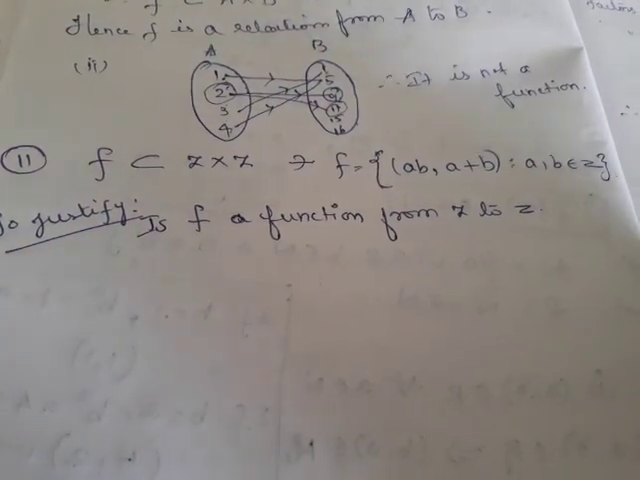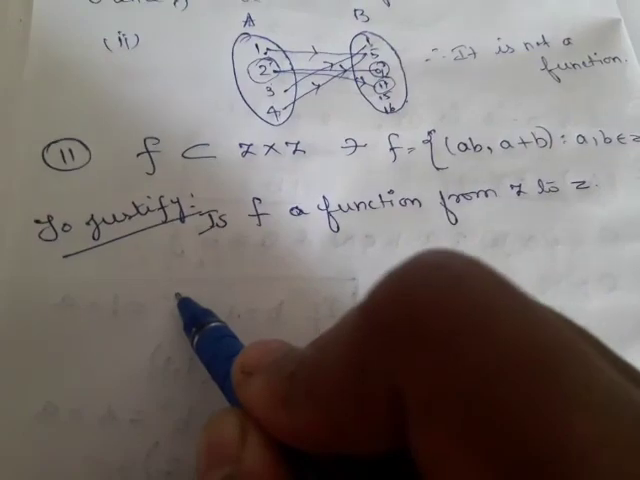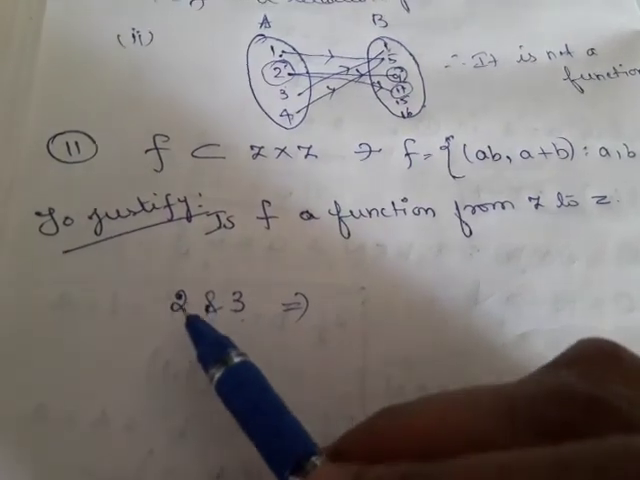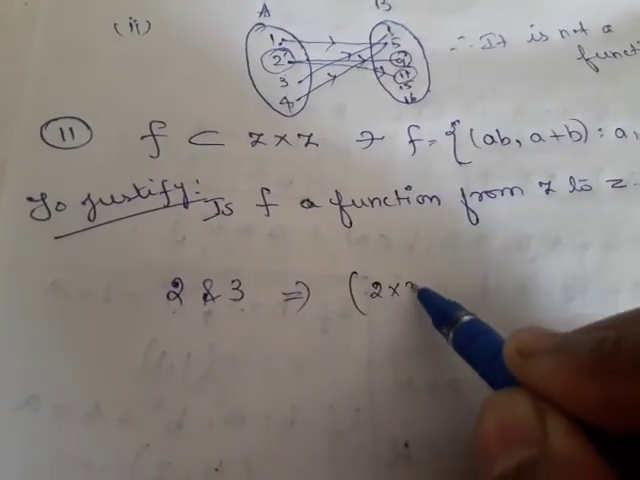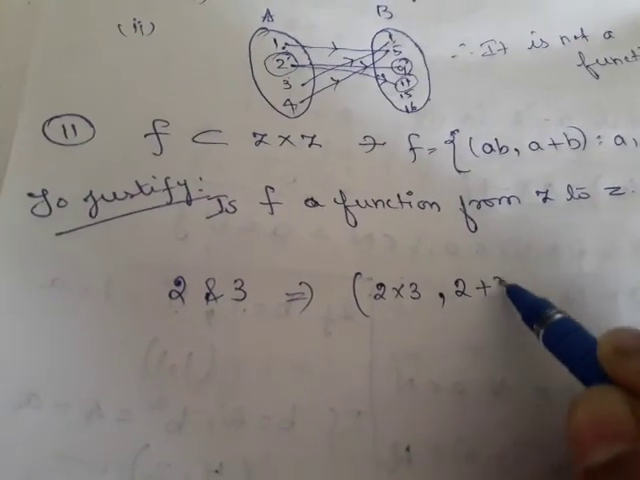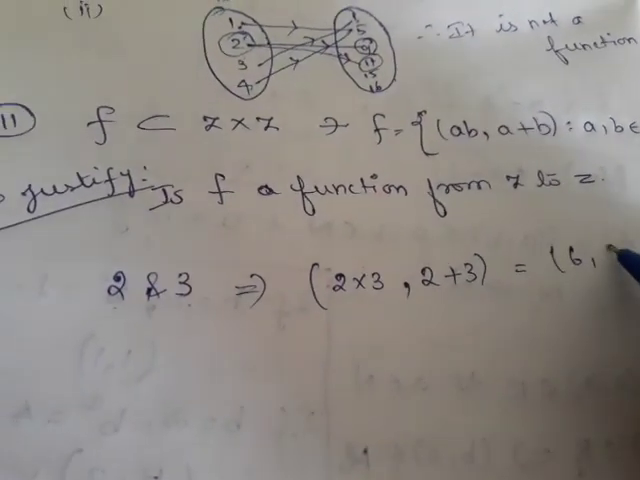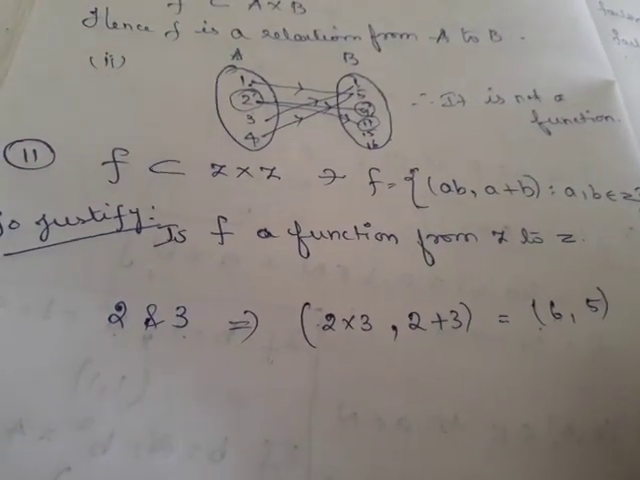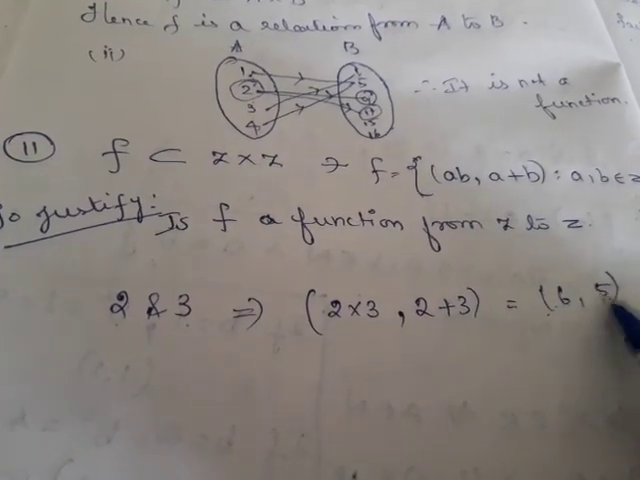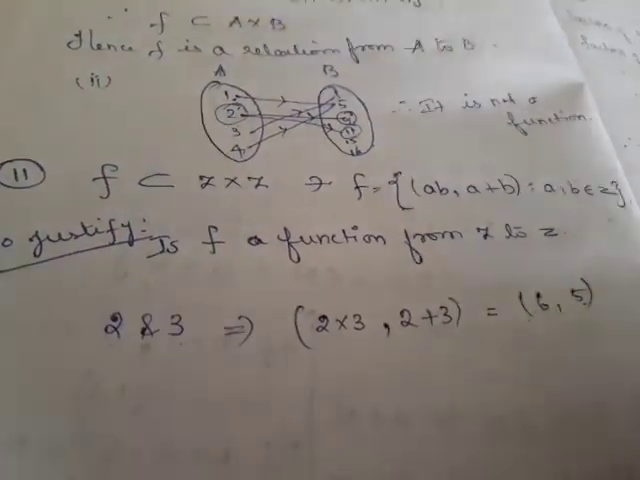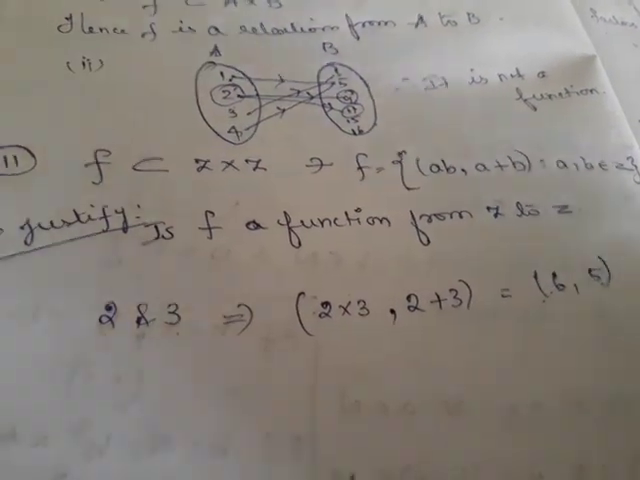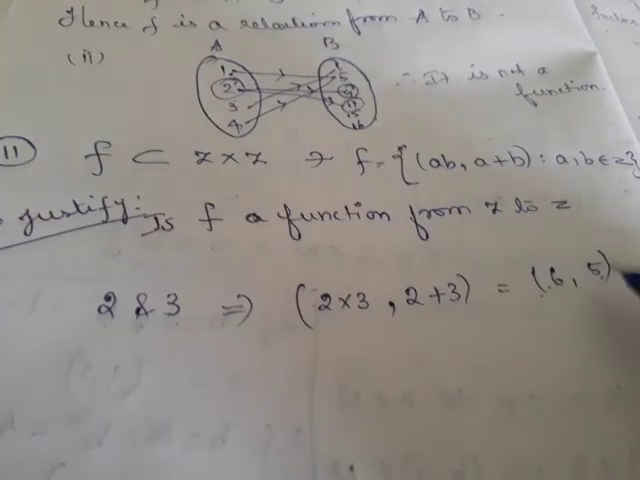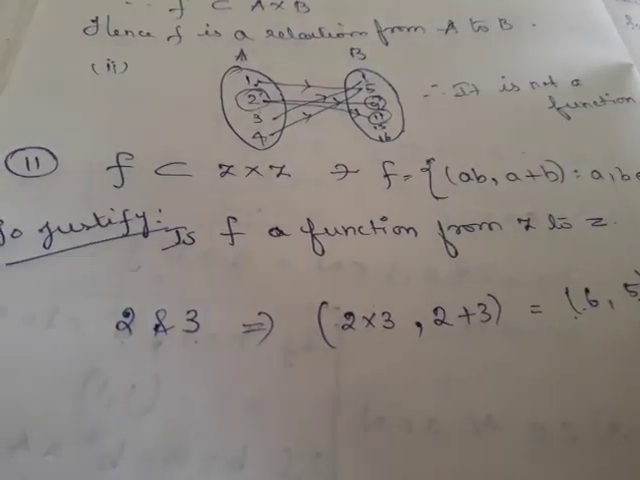If you take any two elements, for example 2 and 3, how is the function defined? This 2AB means 2 into 3, 2 plus 3, which means 6, 5. Therefore, 6 is mapped to 5. This is the definition, right? Now 6 is mapped to 5. There is no role for 2 and 3 here. We started with 2 and 3, but the function is defined in such a way that 6 will map to 5. That is, the product of those two elements will be mapped to the sum of those two elements. This is the function, right?